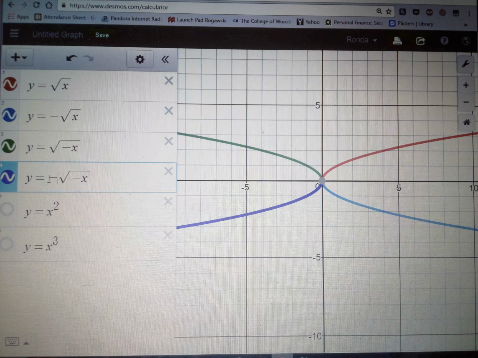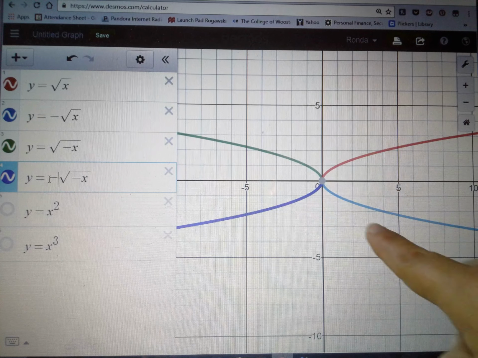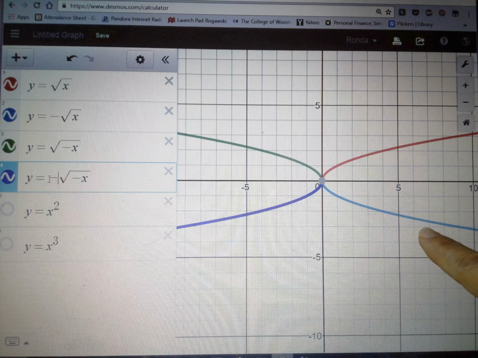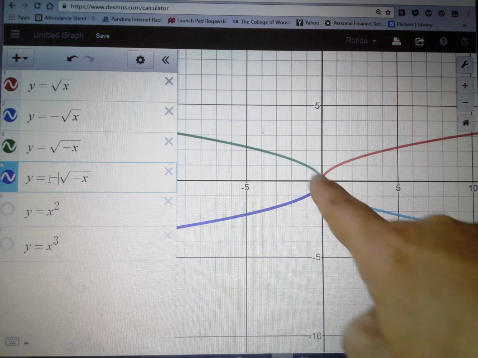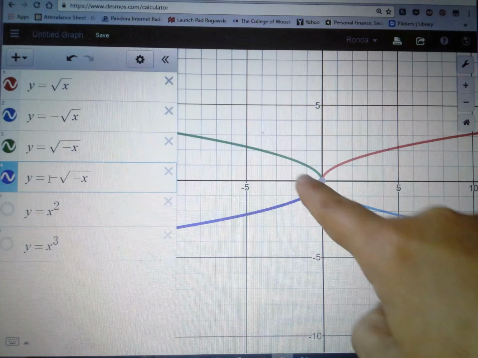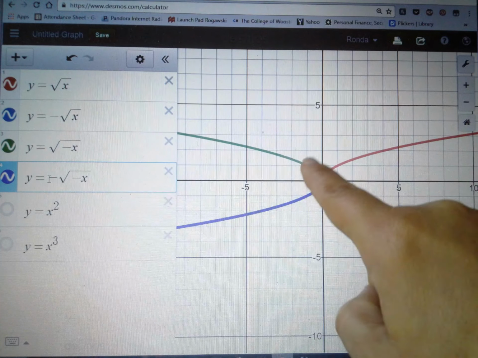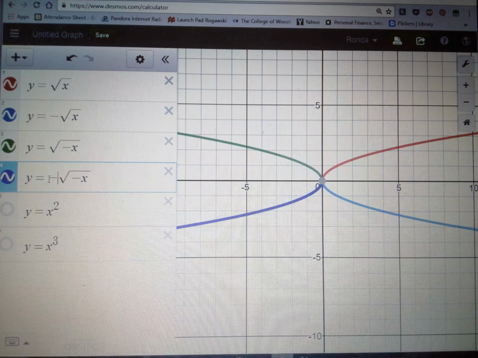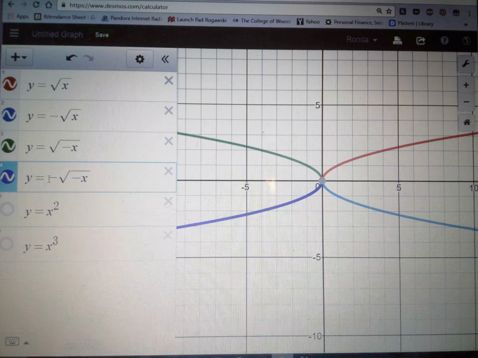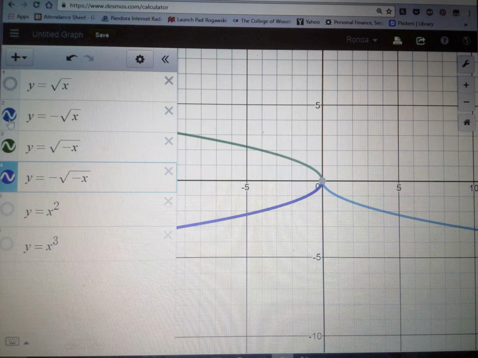Again, this is the square root of x, and this is the negative square root of x. So a reflection down goes in front of the function itself. A reflection across y is a minus sign inside of the function itself. And then to get it down here is basically a double reflection, a reflection across x and a reflection across y, both.